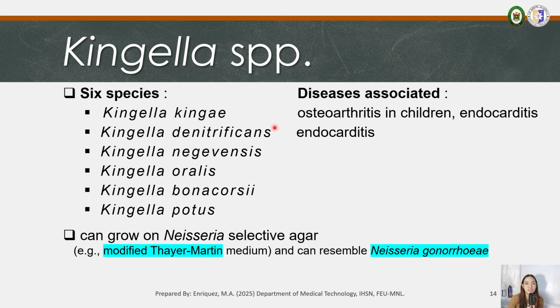Now, the Kingella species have the capability to grow on Neisseria selective agar. Okay, ulitin po natin yung mga culture media na pwede nating gamitin for Neisseria species. Kaya din daw po mag-grow dito ng Kingella species. So, an example of this is the modified Thayer-Martin agar. And they may also resemble Neisseria gonorrhoeae on culture.